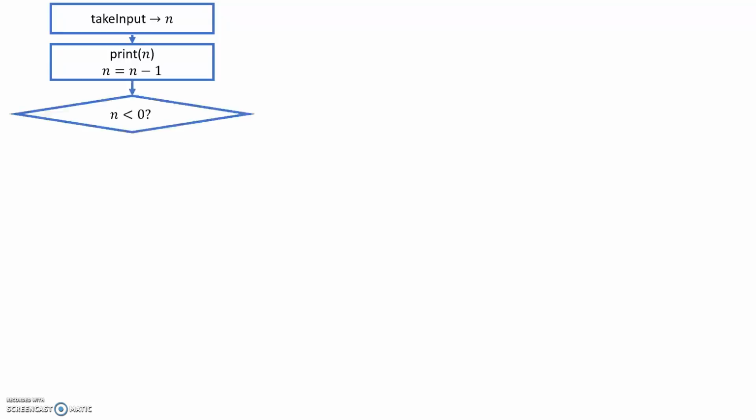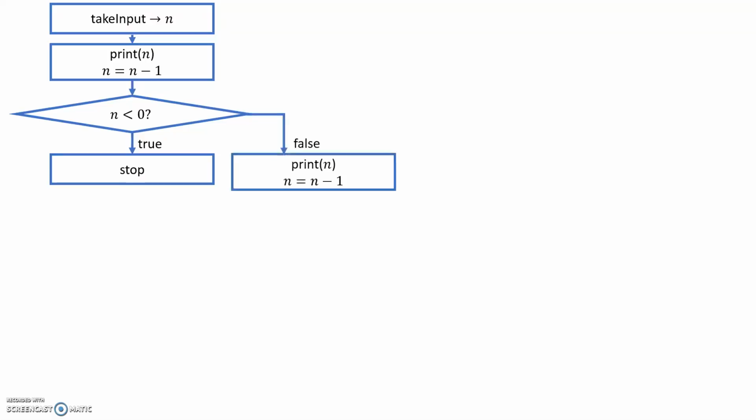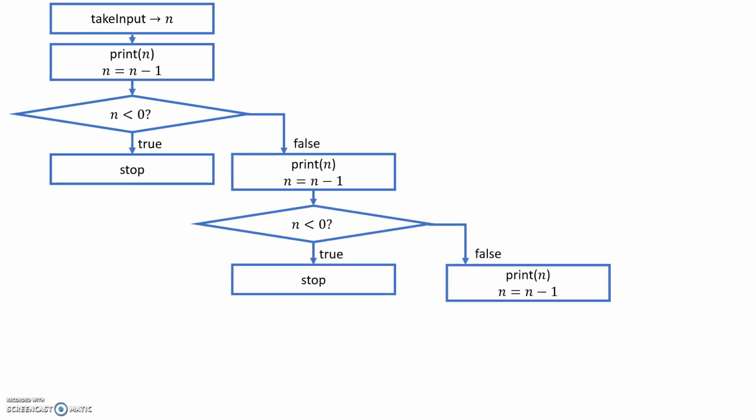Here's the crucial step. We check if n is negative yet, because we want to stop when we counted 0. Now in this case n is 4, so it's not negative. So we go on, we print n, so this time we have printed 4, and we subtract 1 from n, so now n is 3, and we check again if n is negative. If it is, then we stop the program. If it's not, we print n again and subtract 1 from it once more.